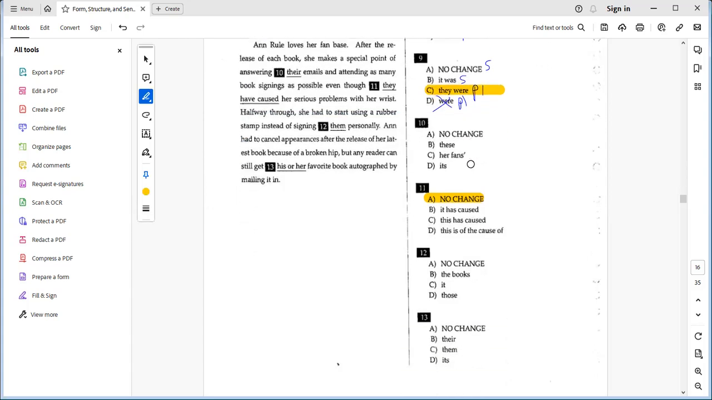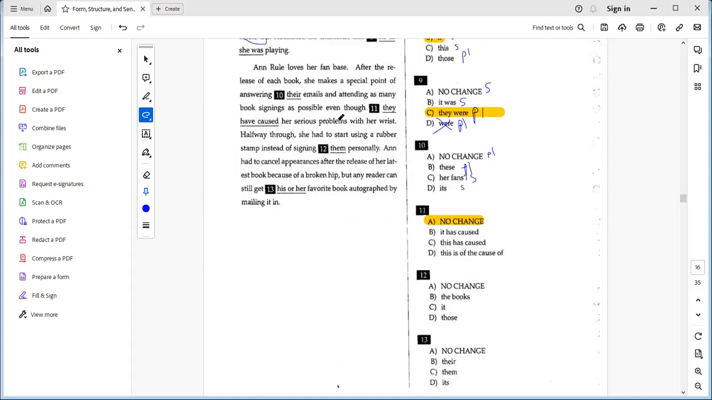Number 10. Their plural. These plural. Here, her fan singular. Here singular. So let's find. Let's read it. He said, after the release of each book, she makes a special point of answering emails. Answering emails. Which emails? So it must be a noun here. Her fans' emails.